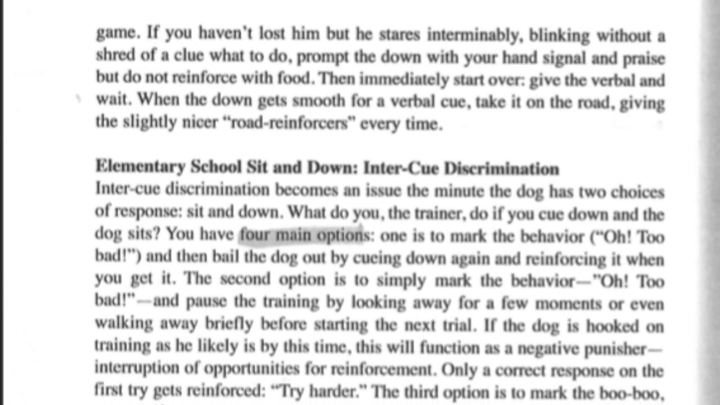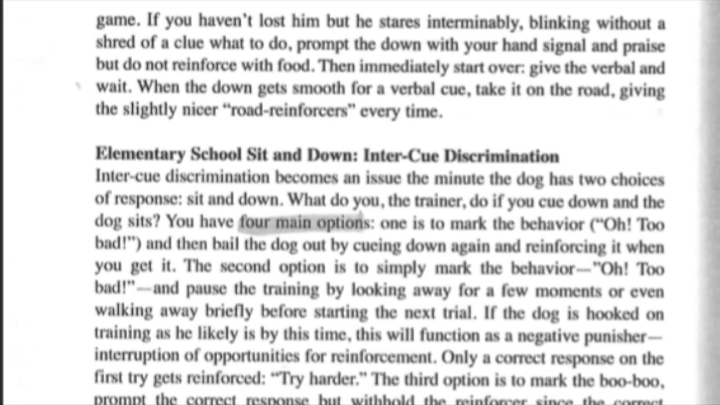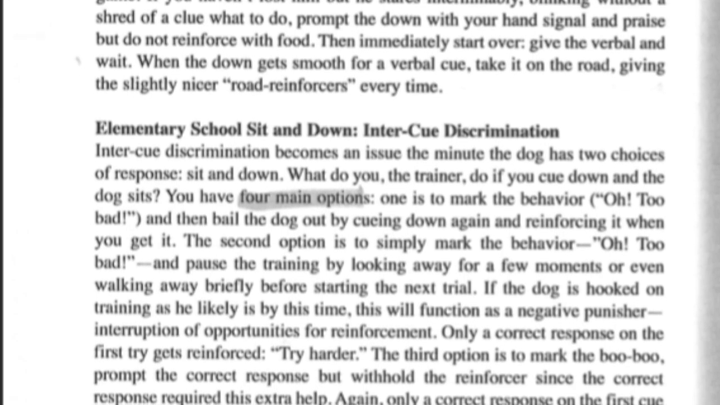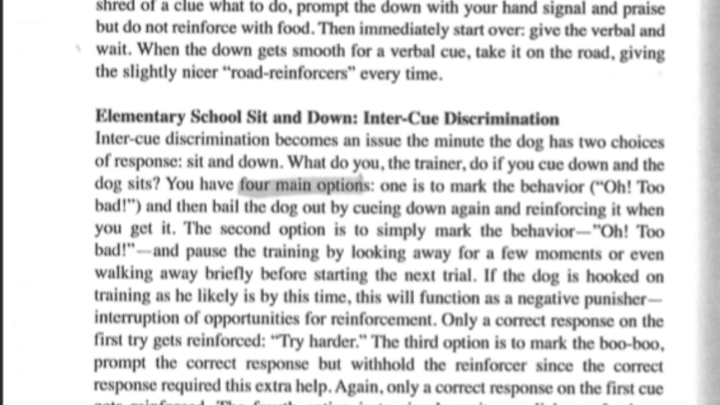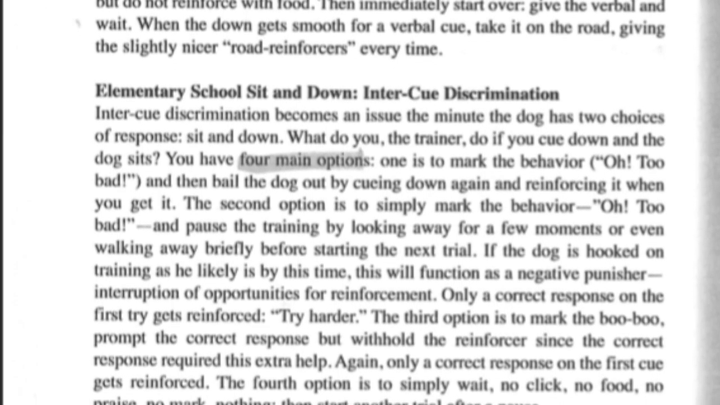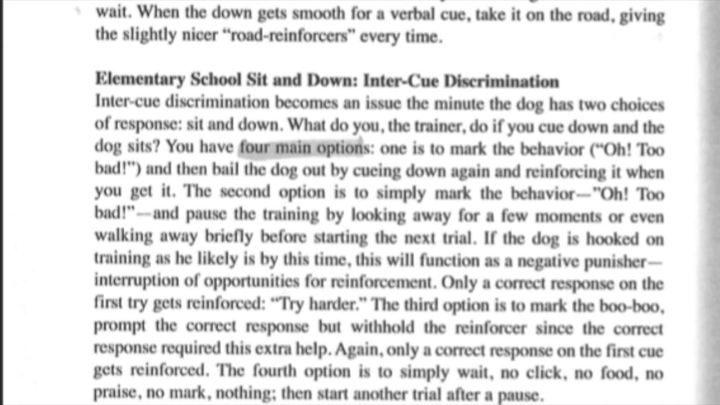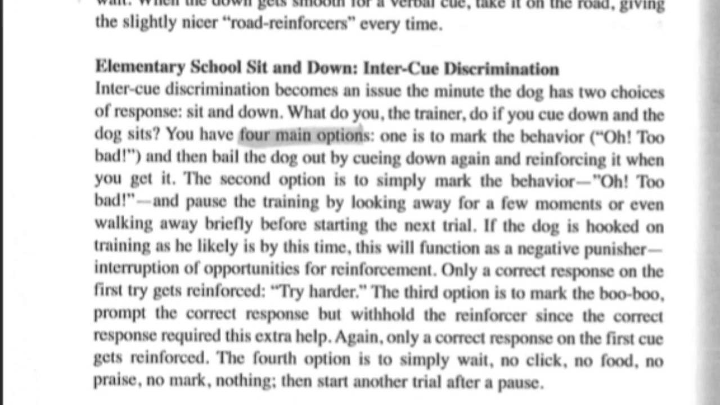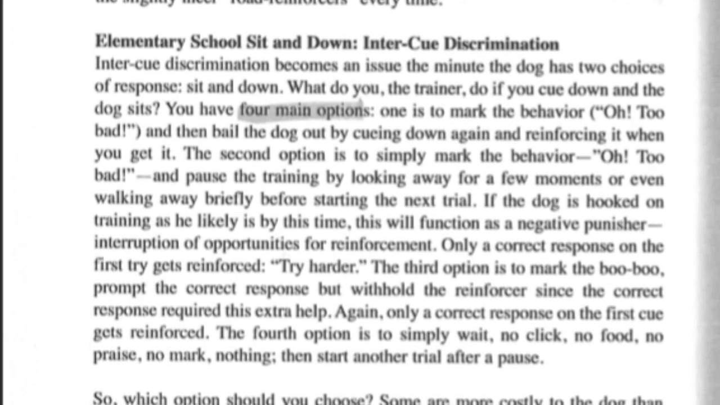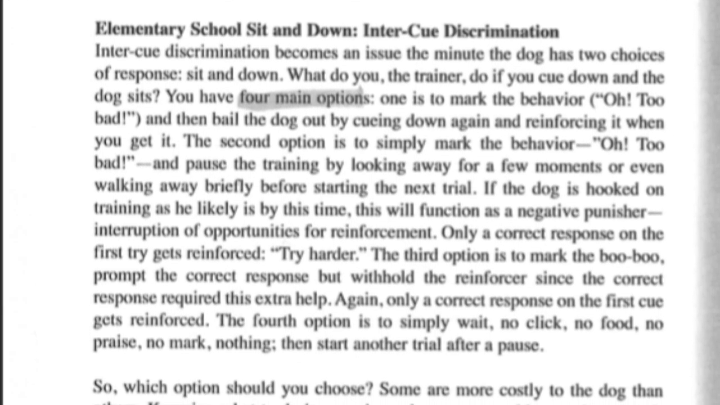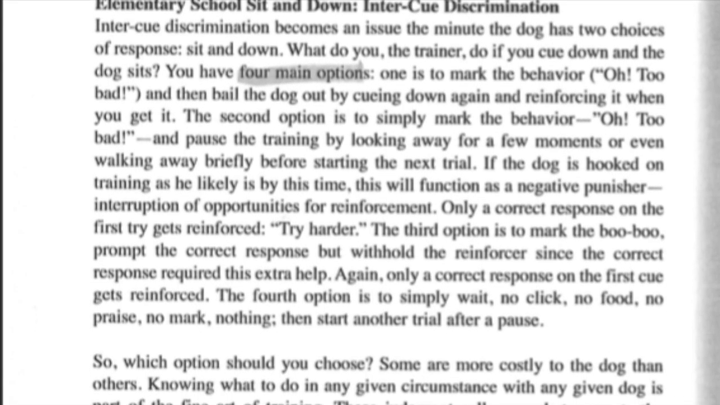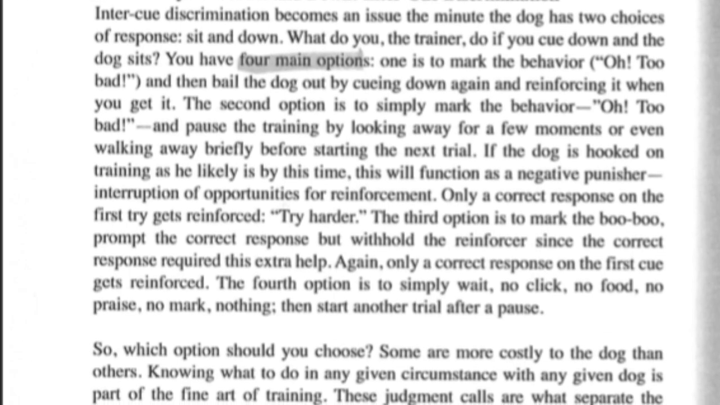One is to mark the behavior, oh, too bad, and then bail the dog out by cueing down again and reinforcing it when you get it. The second option is to simply mark the behavior, oh, too bad, and pause the training by looking away for a few moments or even walking away briefly before starting the next trial. If the dog is hooked on training as he likely is by this time, this will function as a negative punisher, interruption of opportunities for reinforcement. Only a correct response on the first try gets reinforced.